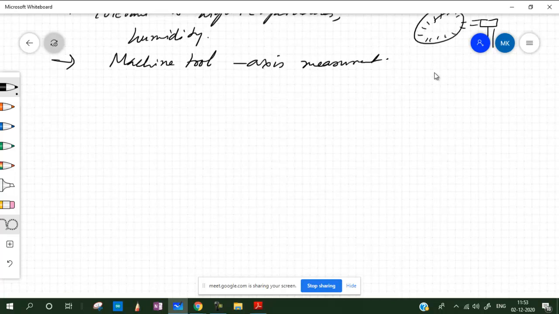Alright, so the last part for today is gyroscopes. Can I hear from any of you about gyroscopes? Can you tell me something about gyroscopes?